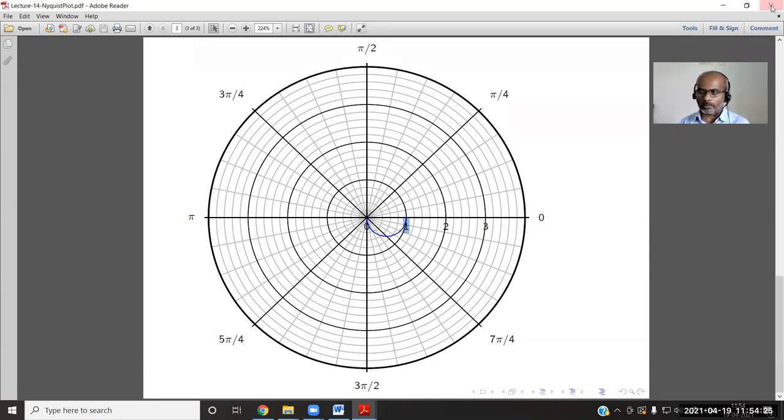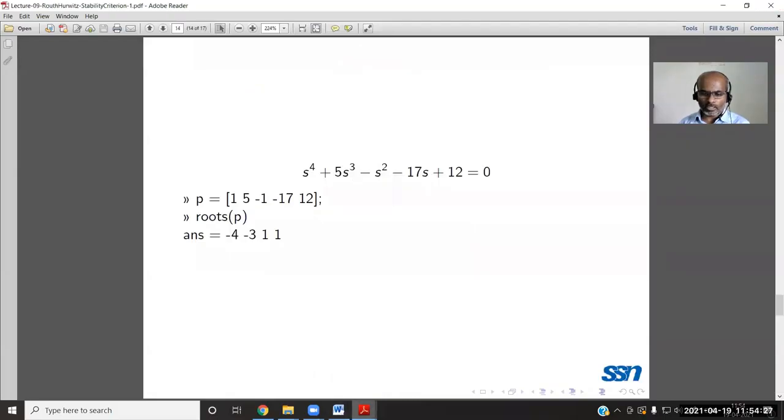The Nyquist stability is based on comparison with the unit circle. In the Nyquist plot, you draw a unit circle, and if your Nyquist plot is encircling that unit circle, then you say that the system is unstable.